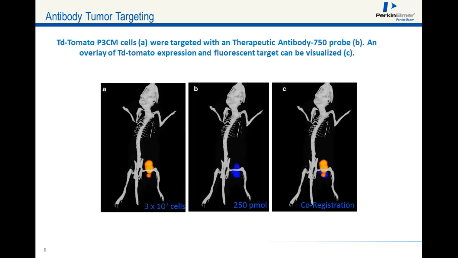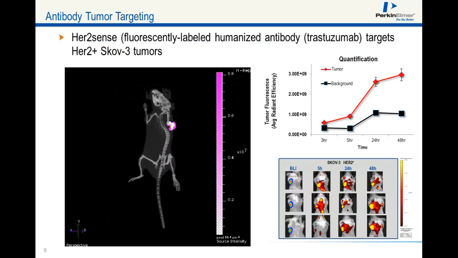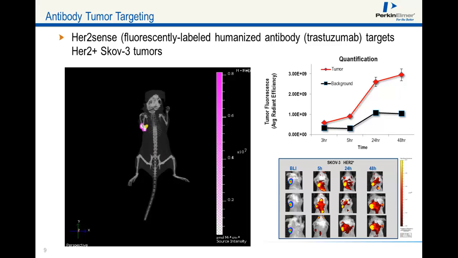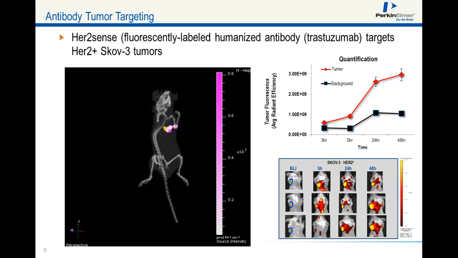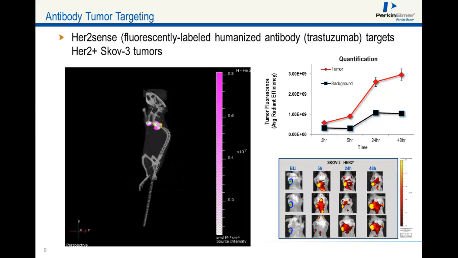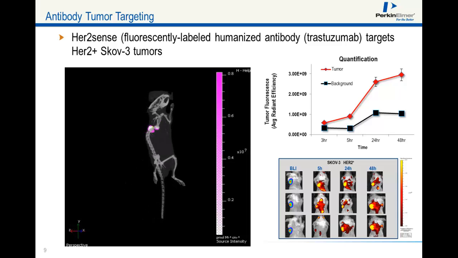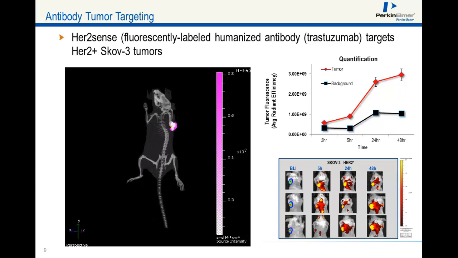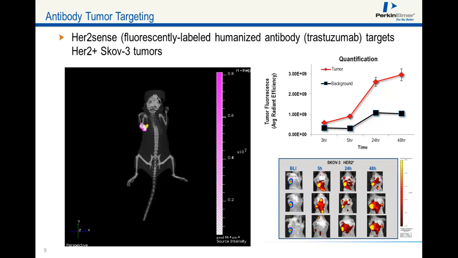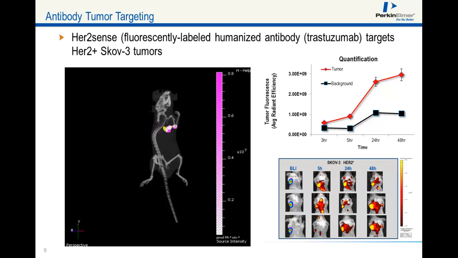Here you can see an example of antibody tumor targeting. A tdTomato expressing PC3M tumor, represented in orange, is targeted with a fluorescently labeled therapeutic antibody, represented in blue. HER2-Sense is a fluorescently labeled humanized antibody based on the commercial therapeutic antibody trastuzumab that specifically targets and binds to HER2-positive tumors such as the SKOV3 ovarian cancer cell line.